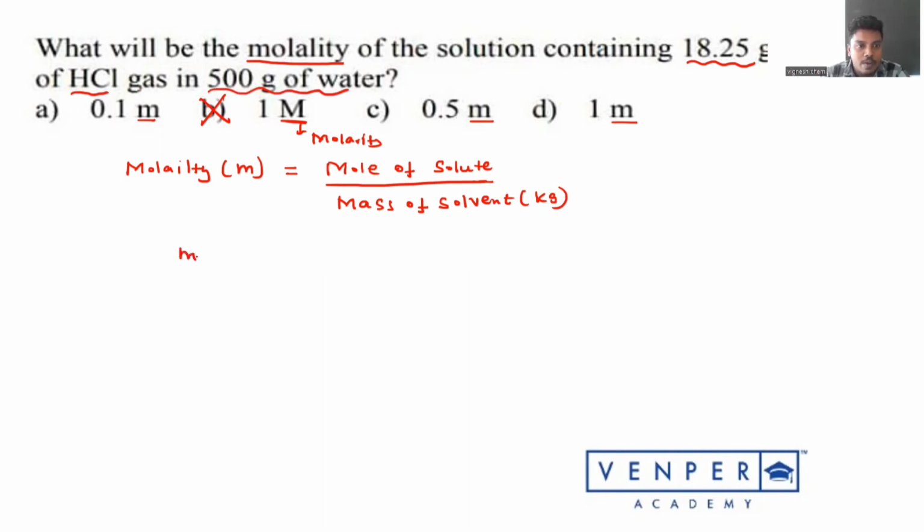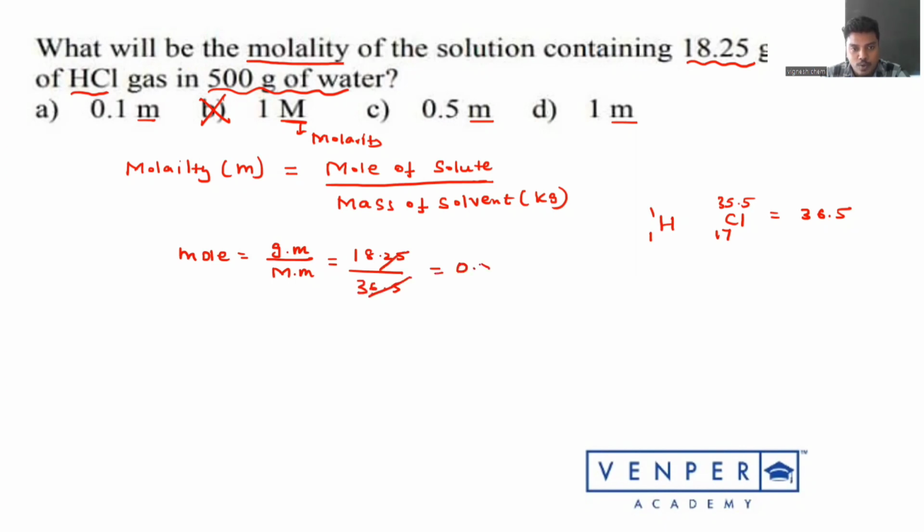Now how to find the moles of solute? You know the formula: moles equal to the given mass by molecular mass. The given mass is 18.25. What is the molecular mass of HCl? Hydrogen is 1, and Cl is 17, that is 35.5. The molecular mass of HCl is around 36.5. If you do the calculation, the moles of HCl is around 0.5 moles.